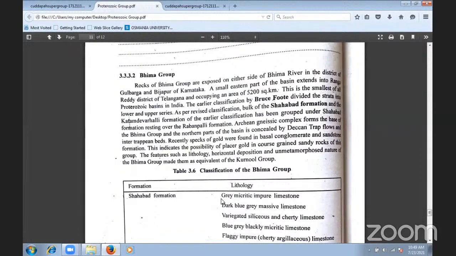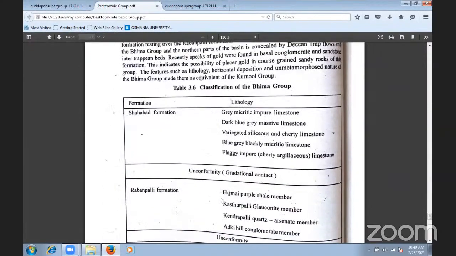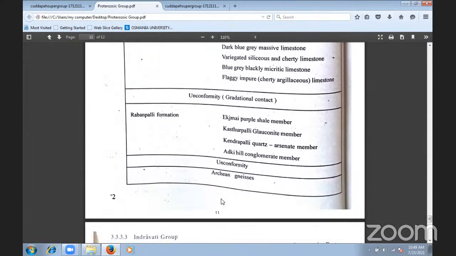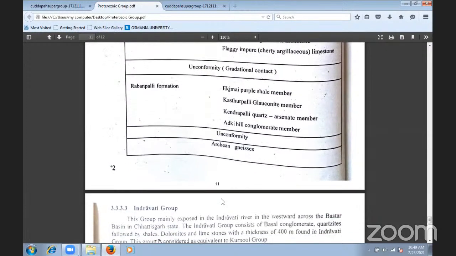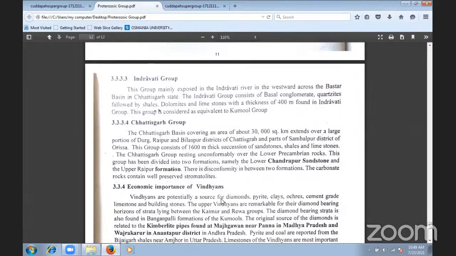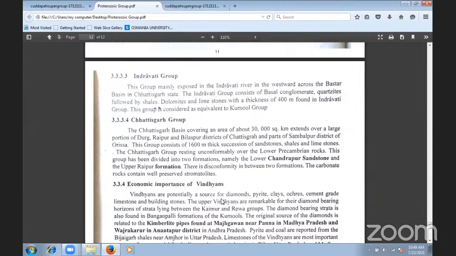The strata were divided into lower and upper series, and as per the revised classification, there are the Shahabad formations and the Halkal formations. There is an unconformity between the Archean gneisses and the Bhima formation. More equivalents of Vindhyans are the Indravati and Chhattisgarh groups. The Chhattisgarh group consists of Chandrapur sandstone and Upper Raipur formations.